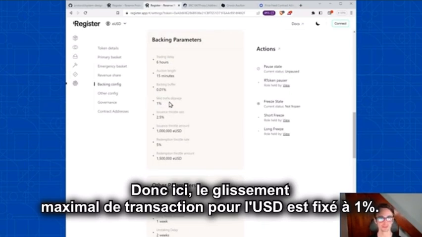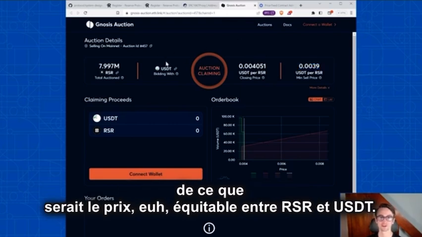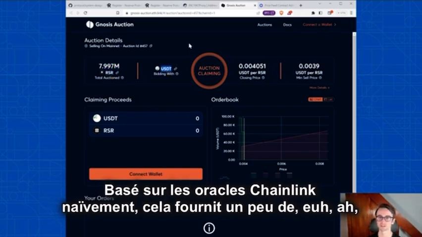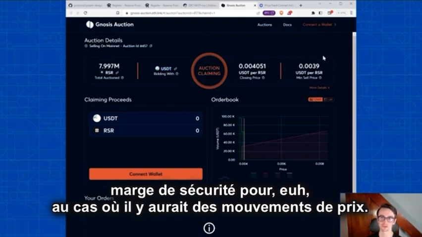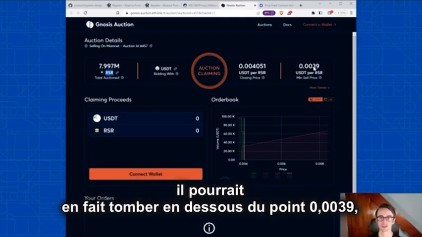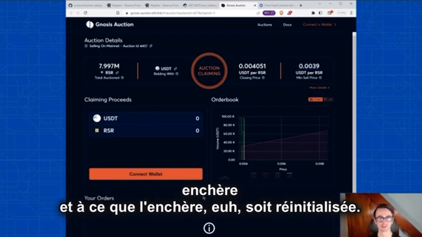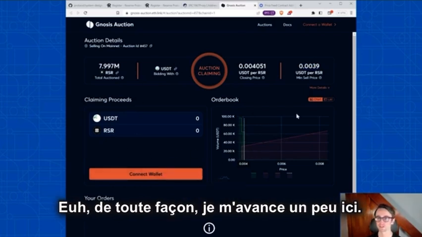So here, the max trade slippage for EUSD is set to 1%, and that means that this final floor price was, in total, 3.25% off from whatever the even price would have been between RSR and USDT based on the Chainlink oracles naively. This provides a little bit of a buffer in case there are price movements. Notice that here, if RSR were to change in price and fall a bunch, then it could actually fall below the 0.0039 point, causing everyone to cancel their bids in this auction and for the auction to reset. But anyway, I'm getting ahead of myself here.